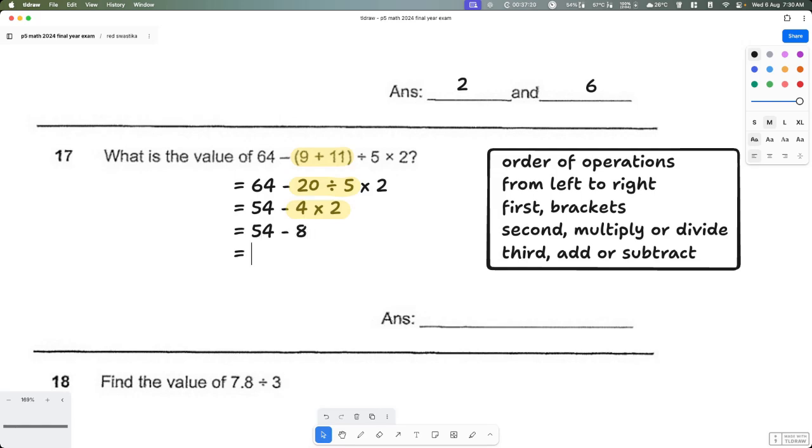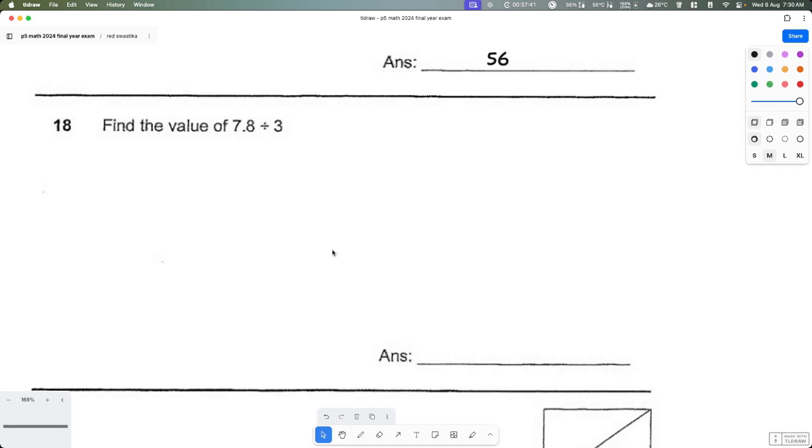And 64 minus 8 is 56. Oh sorry, why did I put 54? It's 64, so this should be 56. All right, the answer is 56 in this case. Let's move on to question number 18.